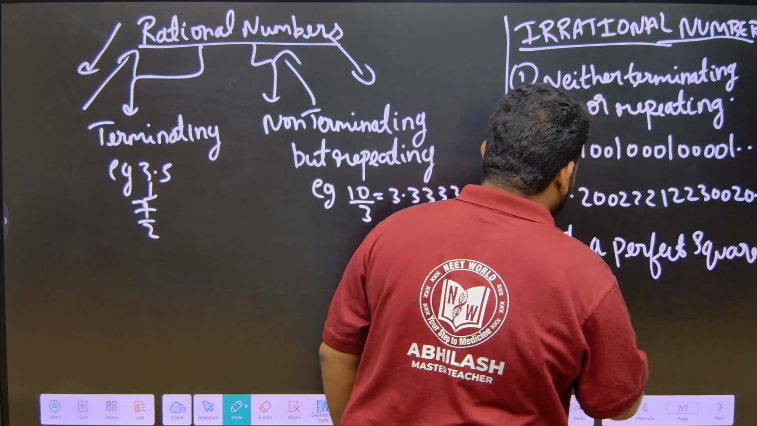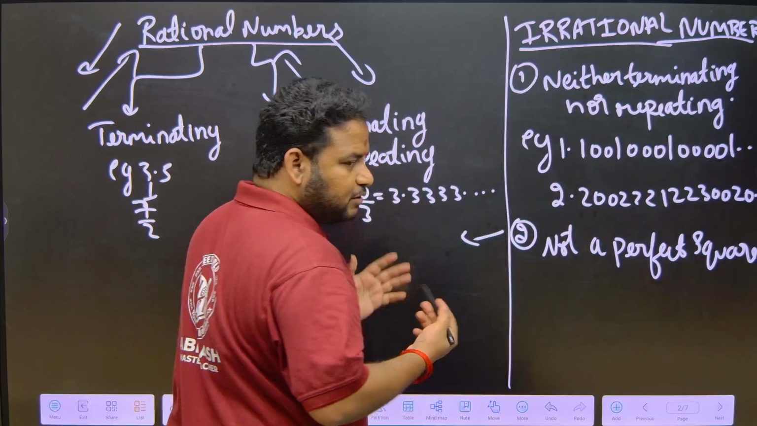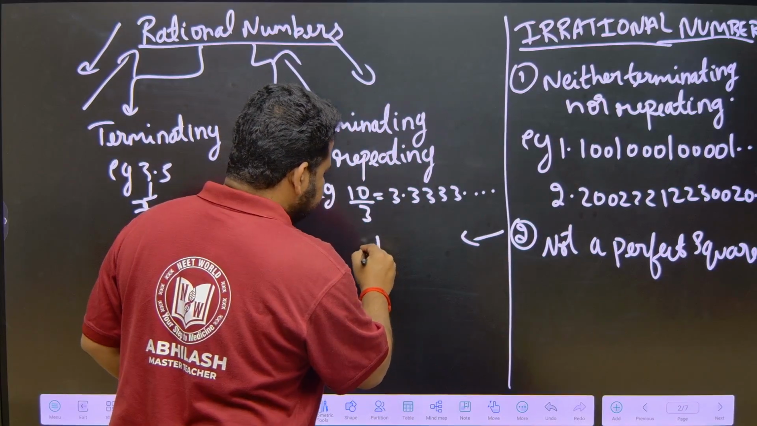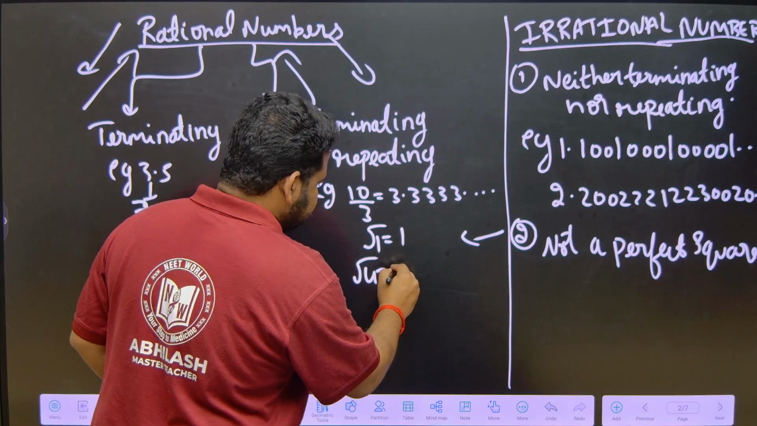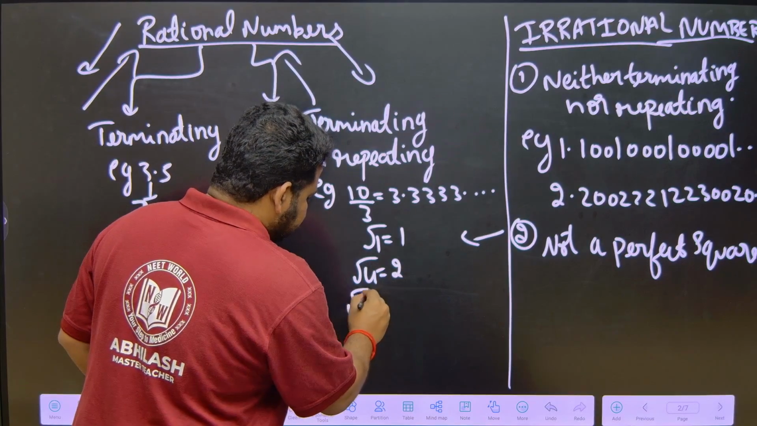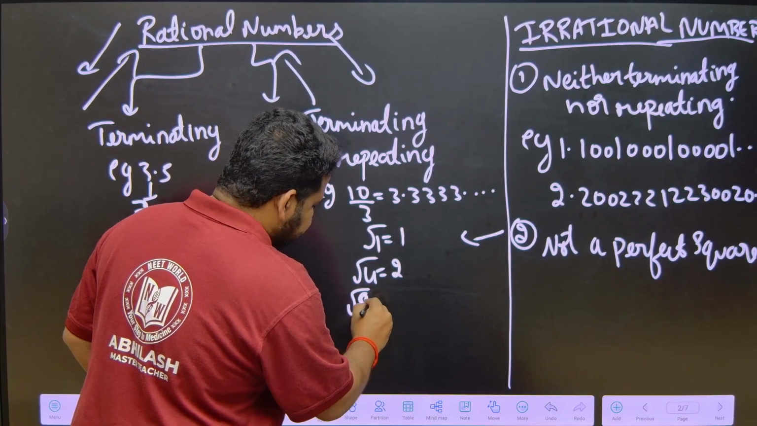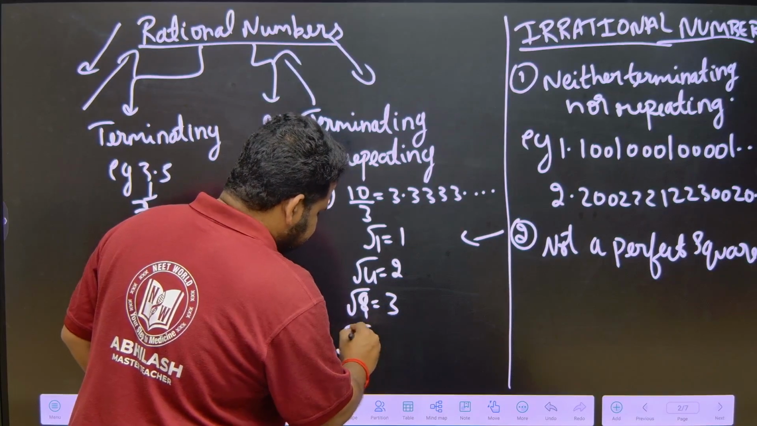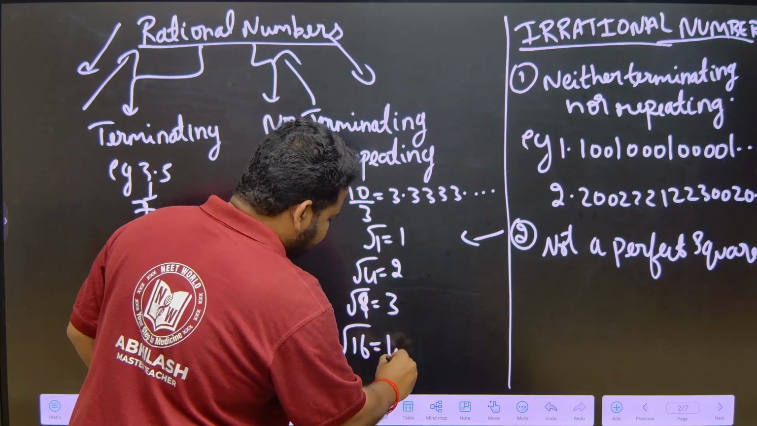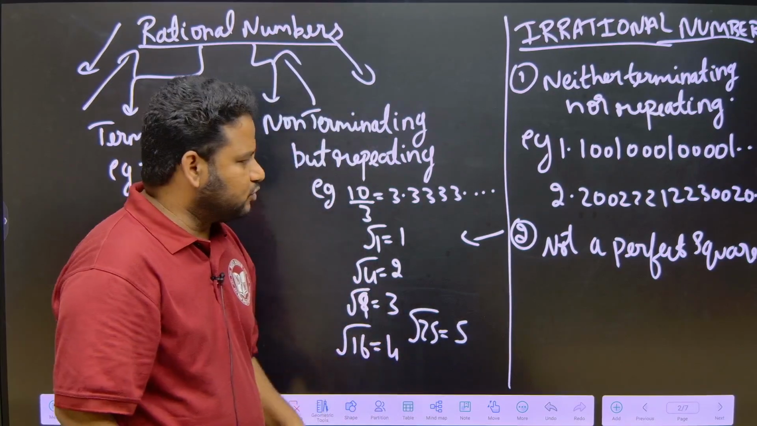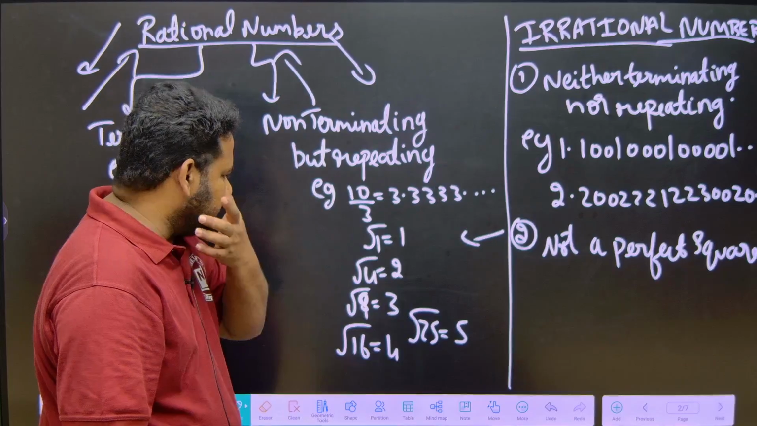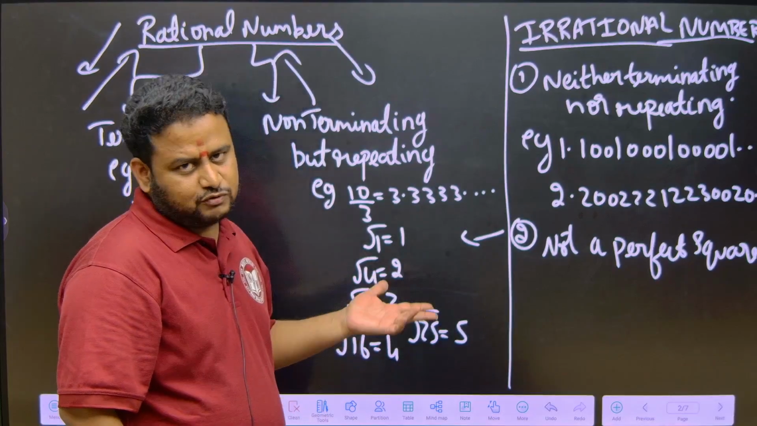So if I talk about perfect squares, what are the perfect squares that we have? 1 is a perfect square of itself. 4 is a perfect square, it can be written as 2 squared. 9 is a perfect square, it can be written as 3 squared. 16 is a perfect square, it can be written as 4 squared. 25 is a perfect square, it can be written as 5 squared. Apart from these numbers, what are all the square roots that we get?